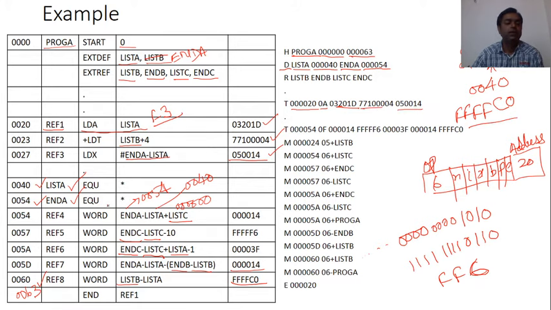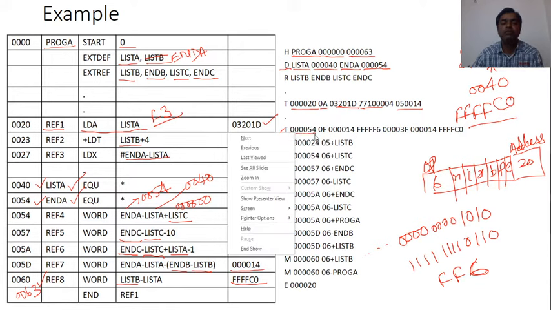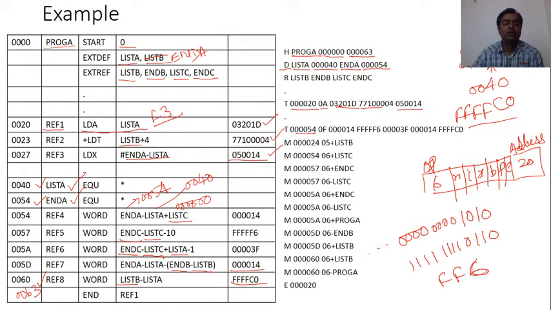Now, our next text record starts from 000054, this one. What is the size of this text record? You can see here 3, 6, 9, 12, 15. So 0F, that is the size of this text record. Now we have to write the object code, this one, and this one.